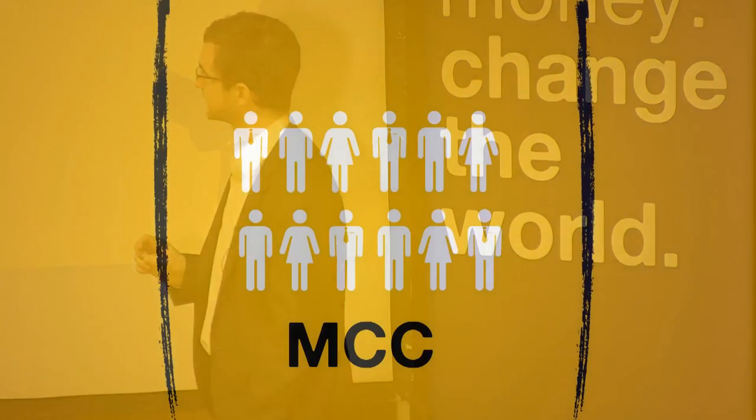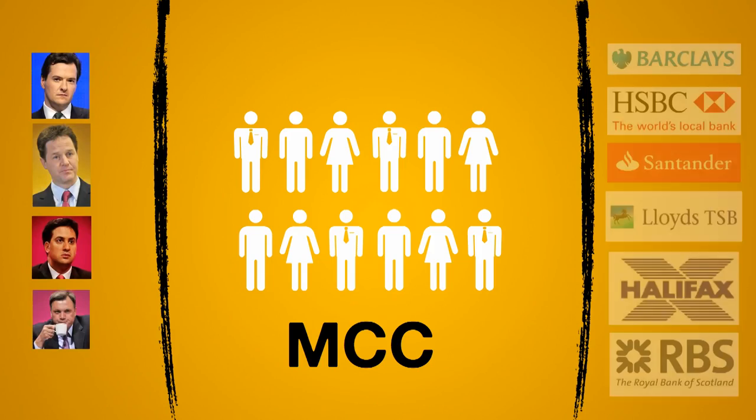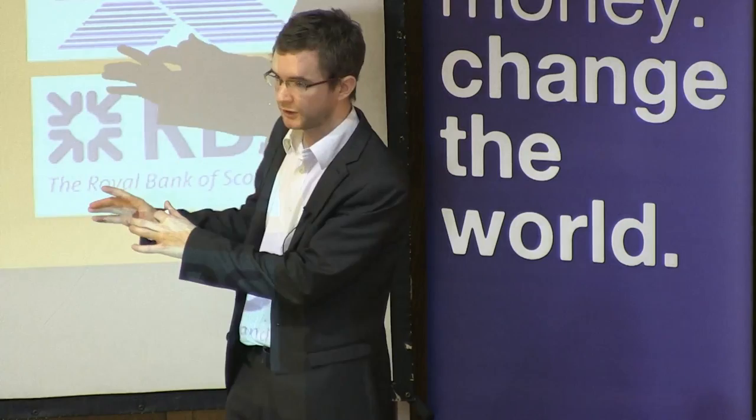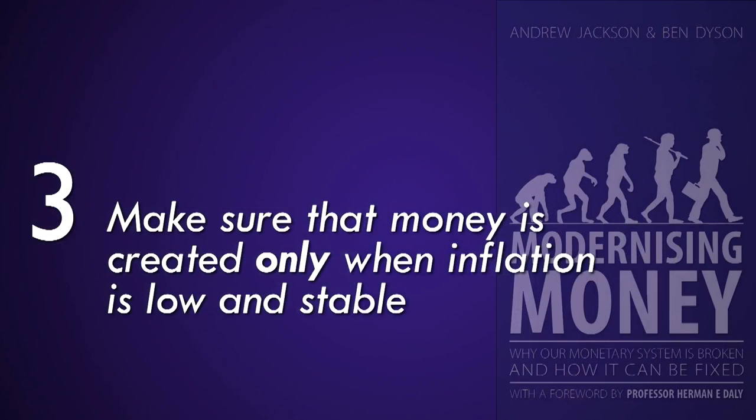The really important thing is that you make sure that this Money Creation Committee is sheltered from lobbyists, either from the elected government of the day, who will have their own objectives for what they want the economy to do, which might not line up with the best interests of the economy, and from the banks as well. So this whole process needs to be transparent, accountable to Parliament, but we can't have George Osborne calling up the Money Creation Committee and saying, can you put another £100 billion into the economy because I really need a recovery before 2015. Then you need to make sure that money is only created when inflation is low and stable.